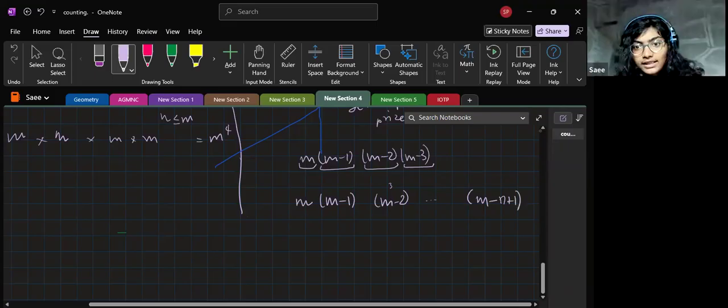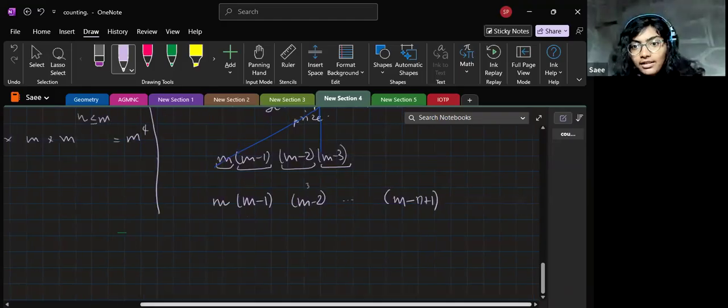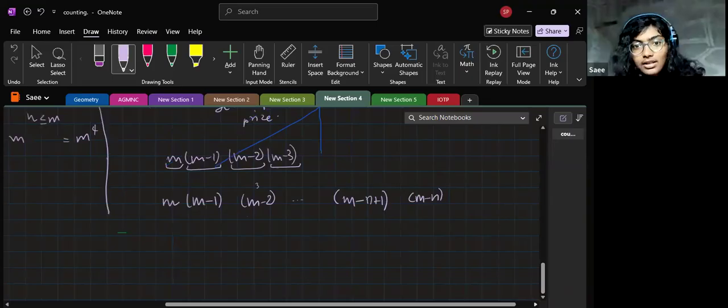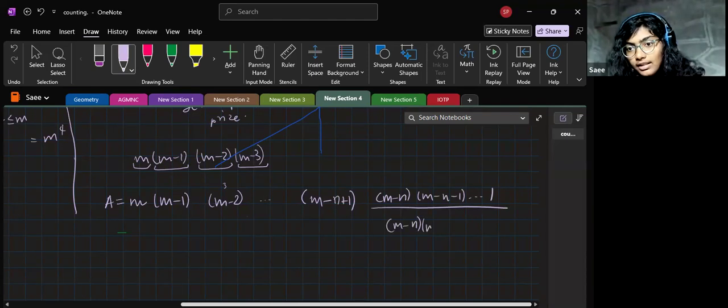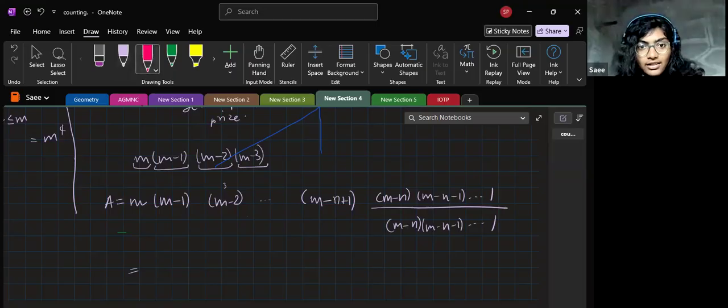This is a slightly scuffed way to write things. Instead, I will just go anyway till 1 and then divide by that number. So this is going to be my answer, but I'm going to multiply by (m minus n) all the way up till 1, and divide by (m minus n) all the way up till 1. So now both the numerator and the denominator are in nice forms that we know. The numerator is m factorial, the denominator is (m minus n) factorial.